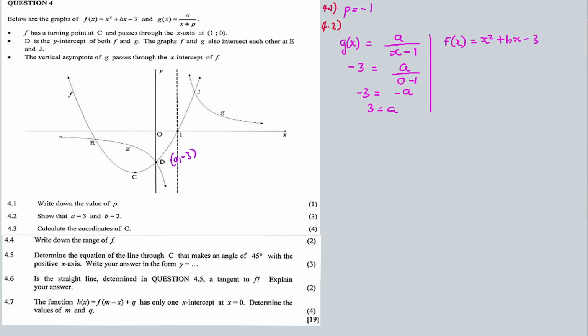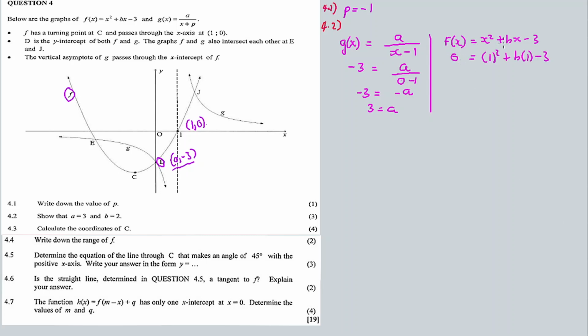We go to f of x. For f of x I need a point to use for finding the value of b, but we cannot use coordinate D, because I already used it to find a. So we have to use another coordinate on f that we can use for finding b. It's this one, 1 and 0. So substitute 1 and 0.